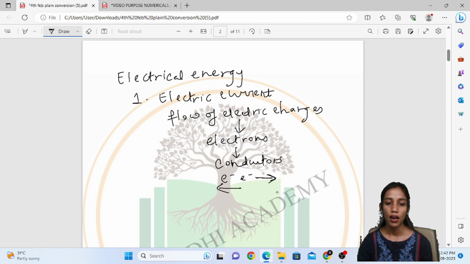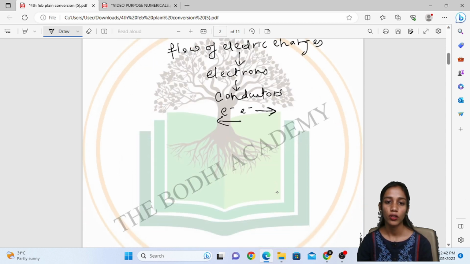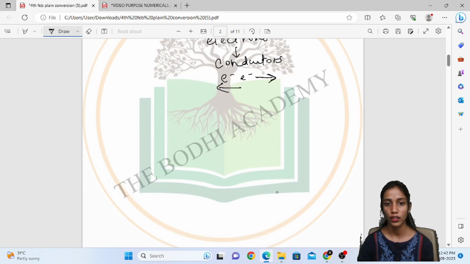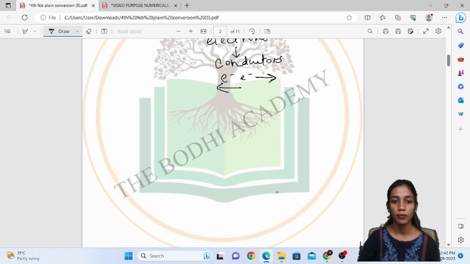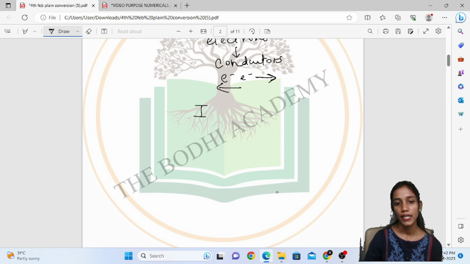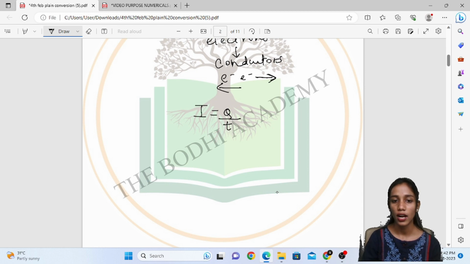So now we need to know the most important concept, the formula of electric current. Electric current is given by the symbol I. How do we define the formula? I have said that electric current is the flow of charges in that particular time. So charge is given by the symbol Q, and time is given by the symbol T. So the amount of charge flowing through the conductor in time T.